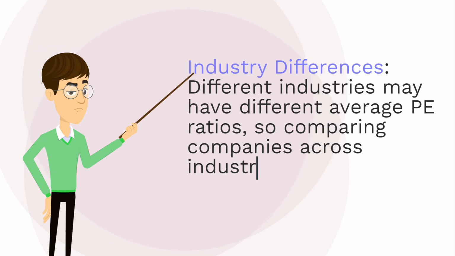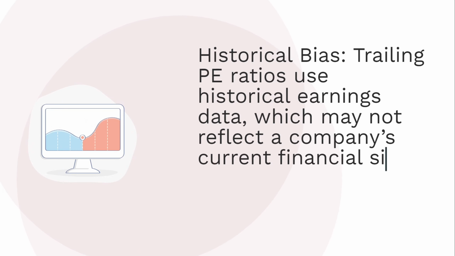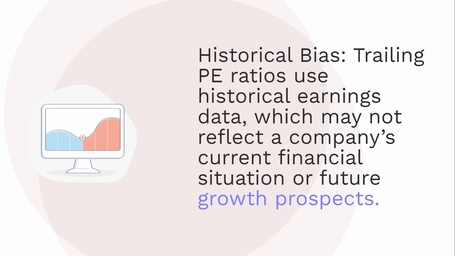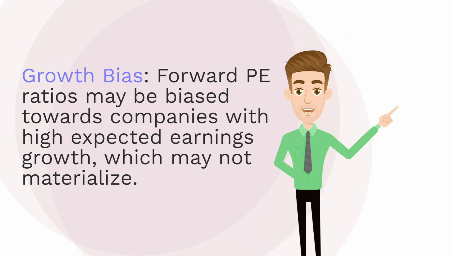Industry differences. Different industries may have different average P/E ratios, so comparing companies across industries may not be meaningful. Historical bias. Trailing P/E ratios use historical earnings data, which may not reflect a company's current financial situation or future growth prospects. Growth bias. Forward P/E ratios may be biased towards companies with high expected earnings growth, which may not materialize.